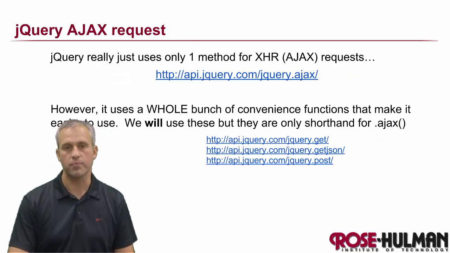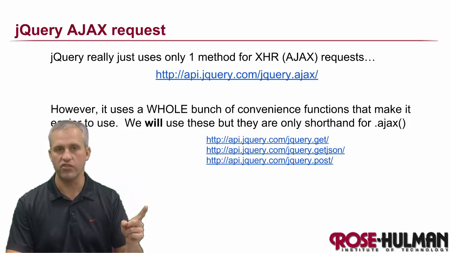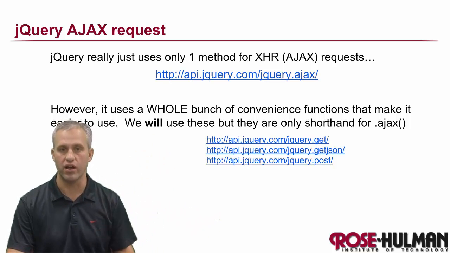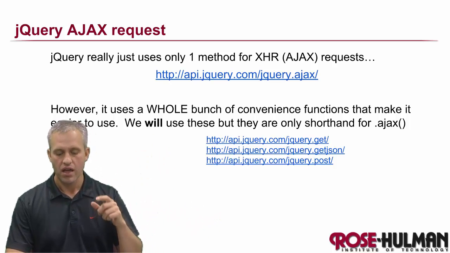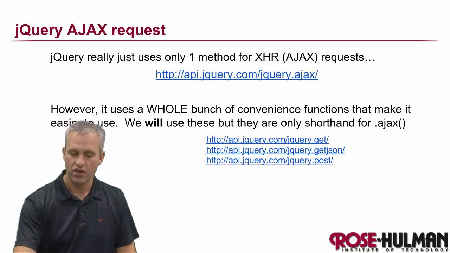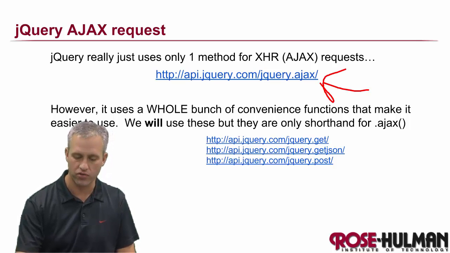There are some links here. jQuery essentially has one method called AJAX that does all of their communication with XHRs, right? Then they have a whole bunch of convenience helper functions. So you can use AJAX and pass it a ton of parameters, right?